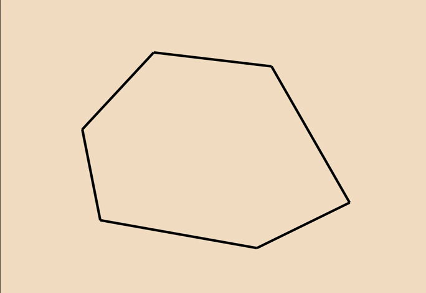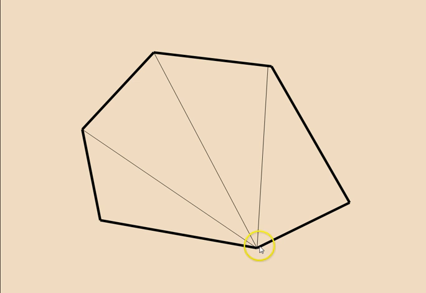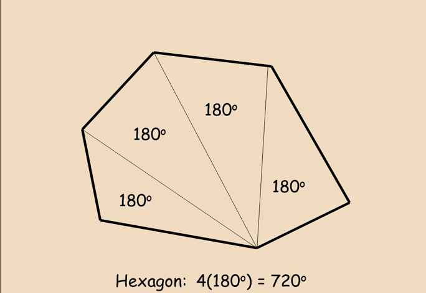We have a hexagon here, 6 sides. 1, 2, 3, 4, 5, 6. And what we're going to do is separate this hexagon into triangles. Once again, I pick a vertex and connect it to all the remaining vertices. Notice in this hexagon we have 1, 2, 3, 4 triangles. All of those are 180 degrees. I have no idea what these angle measures are, but I do know that all of them add up to 180. So in a hexagon, there is 4 times 180, which is 720 degrees.